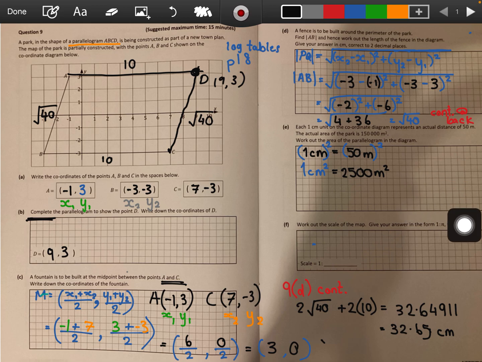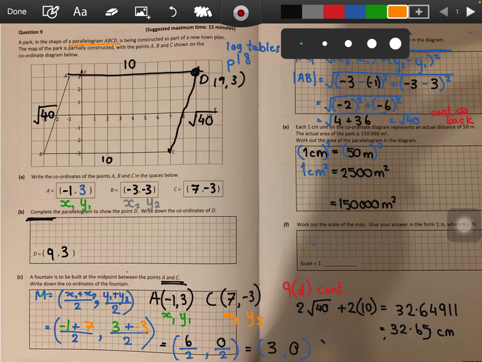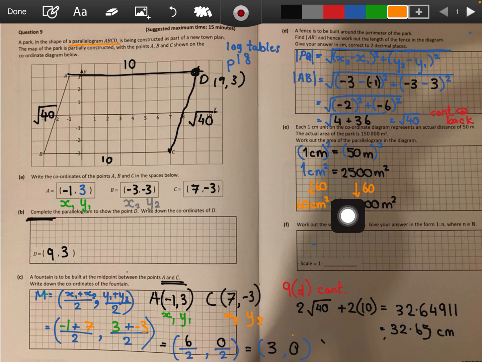And then we can see, right, well, in centimeters, what does it need to be to get 150,000 meters squared? So what did I have to multiply that by to get to there? I would have had to multiply it by 60, which means I'd have to multiply this by 60 as well. So 60 centimeters squared is that area.